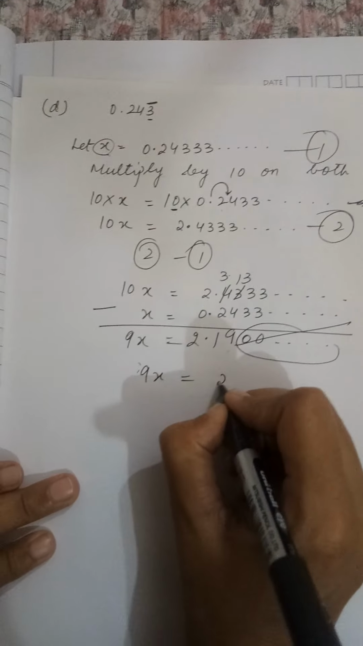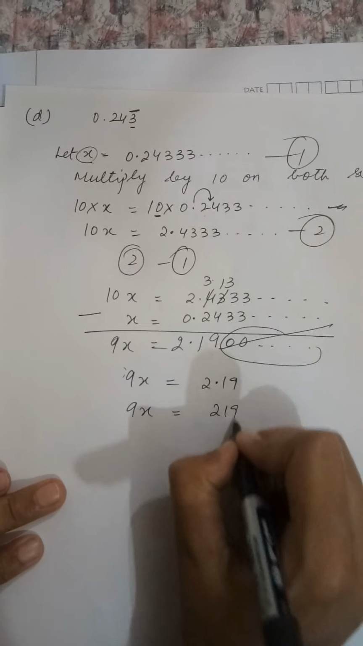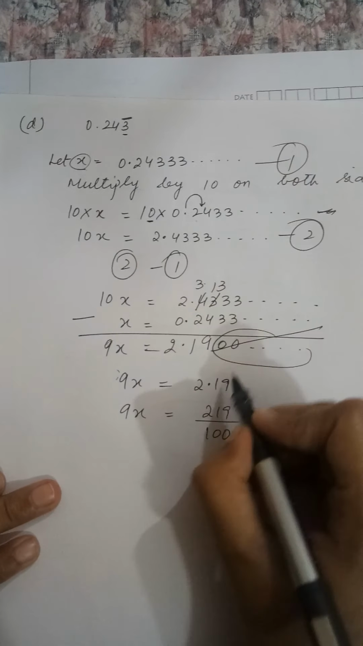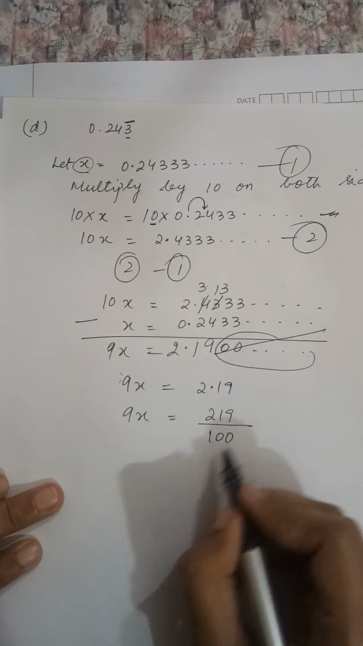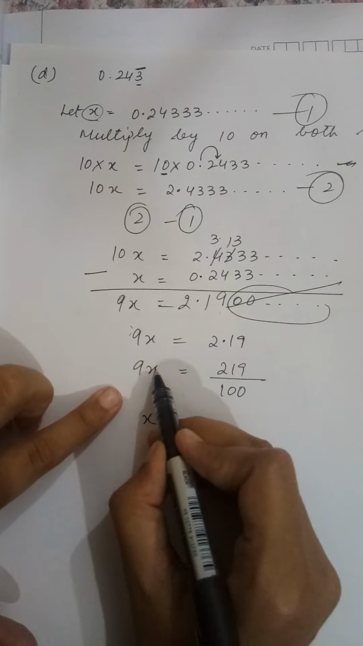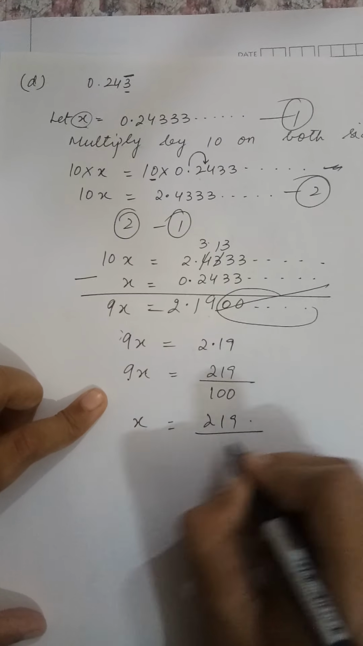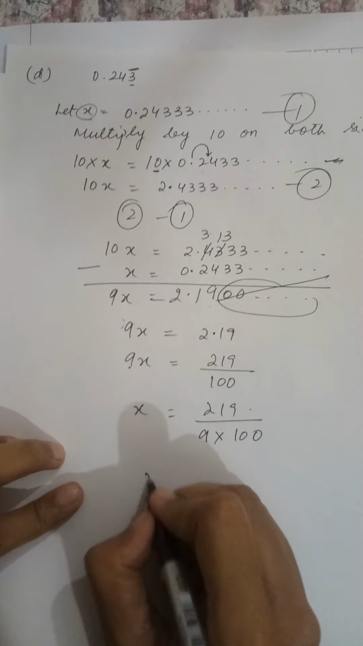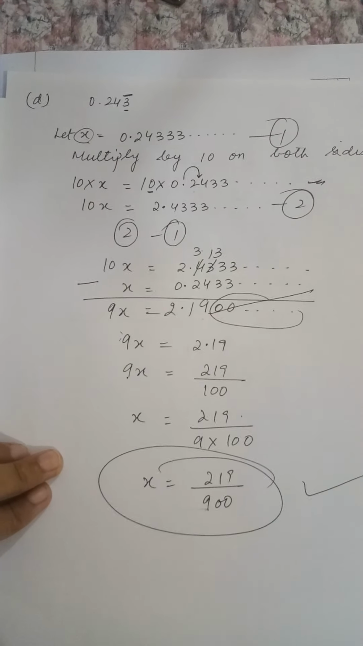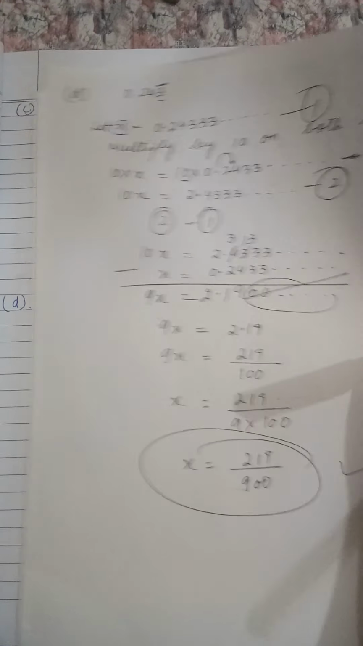9x is equals to 2.19 I have got. Now 9x is equals to 219 upon 100. What I have done here is I have just removed the decimal, and after decimal 2 digits are there, so I have divided it by 100. Now I want x, so now I am going to take 9 to the other side and divide 219 upon 9 into 100. So x is equals to 219 upon 900, and this is your answer. Okay, so do question number 2 in your notebooks also. Thank you.